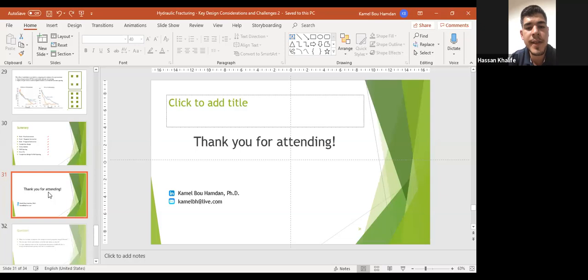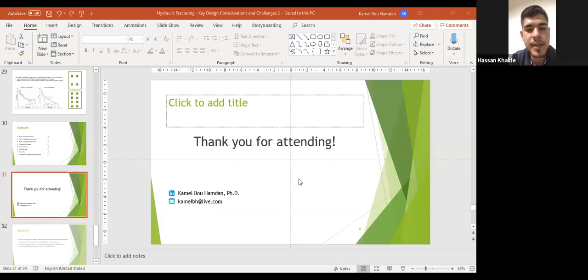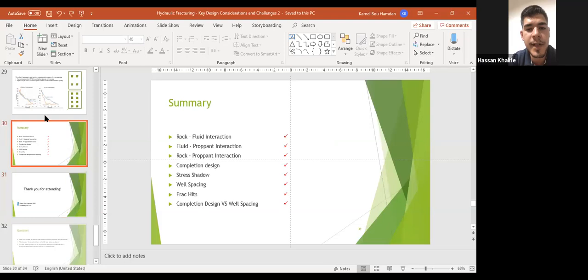A second question was, what about the proppant size factor? How would it affect the fracture openings? Sorry, can you repeat the question? What about the proppant size factor? How does it affect the fracture opening?